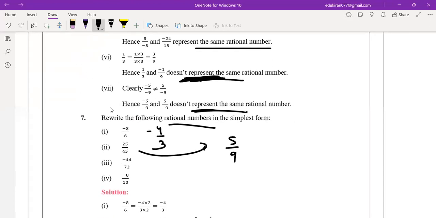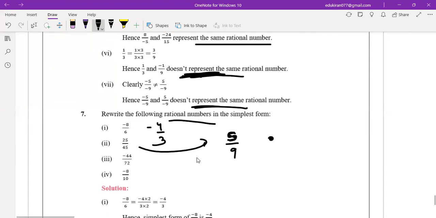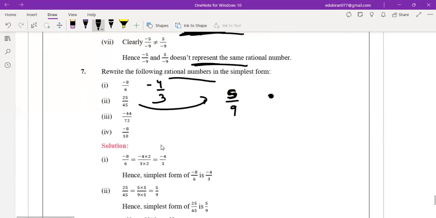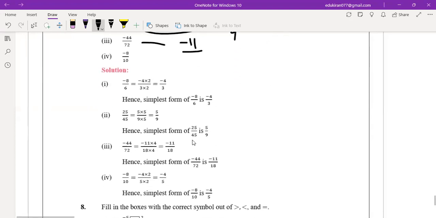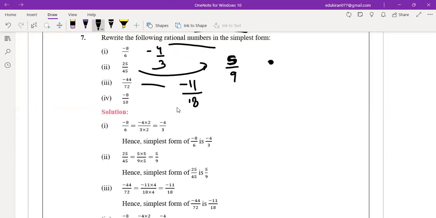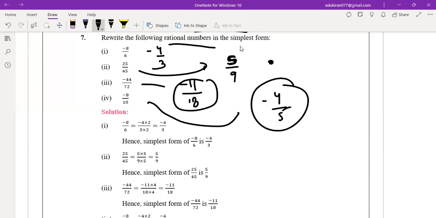5 by 9, we can make it shorter. So it should be 1 by 3? How can it be? 3 ones are 5, and where will 3 win 9? You have to find a number that comes in both tables, a number that you can divide both with. Then the next one, minus 11 upon 18, and this one, minus 4 by 5, right?